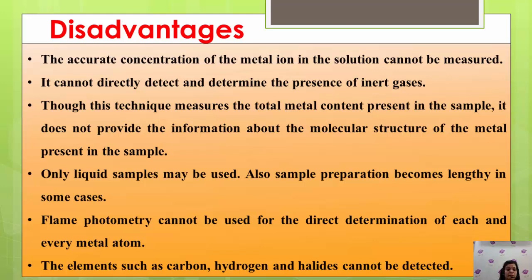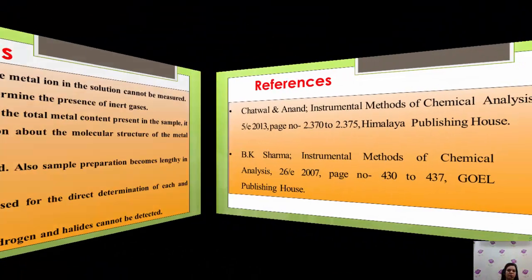We have to prepare a sample, which is a little bit of a long process to prepare a ppm solution, and the liquid sample solution is sprayed in contact with the flame. This cannot be directly applied for determination of each and every element. It is commonly used for alkali and alkaline earth metals due to their low ionization energy to release an electron during detection. Elements like carbon, hydrogen, and halides cannot be detected.